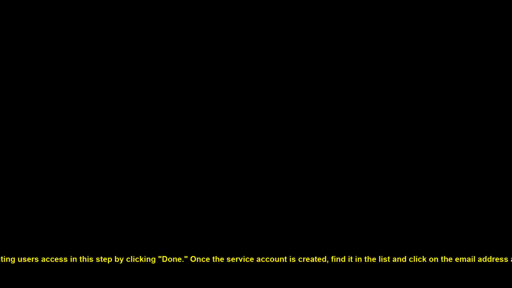Once the service account is created, find it in the list and click on it to open the Service Account Details page. Click on Keys. Select Add Key and then choose JSON for the key type. A JSON file will automatically download to your computer. Store this file securely, as it contains your service account credentials.